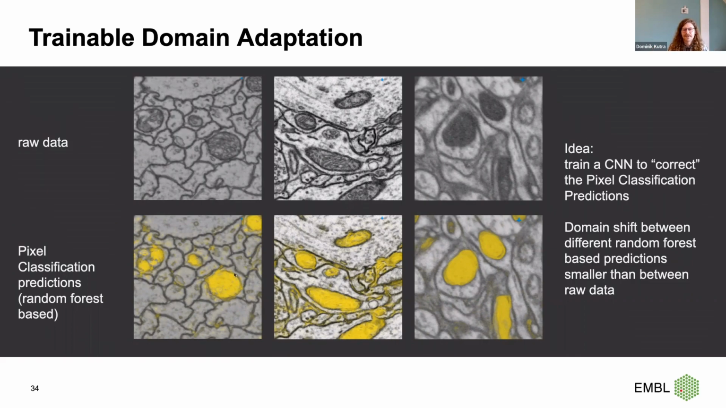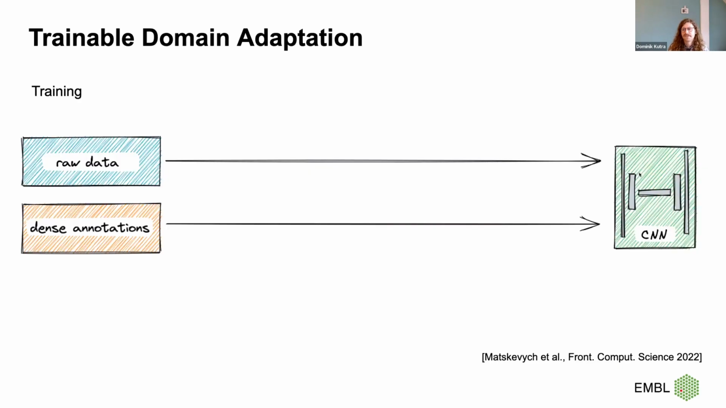But if you look at the random forest predictions, they have fairly controlled characteristics. The value range is always the same, and maybe the mistakes they make are also the same. So this is how you would normally train such a convolutional neural network. You take the raw data and dense annotations, so every pixel or voxel in your data set is annotated, and you train on many data sets. You train for a while, and then you get your cool convolutional neural network that will segment data very, very well.